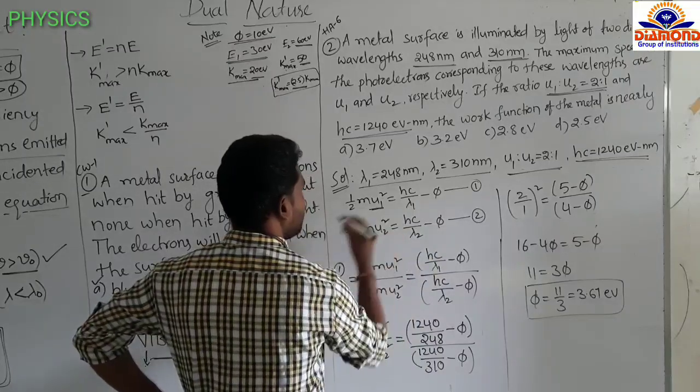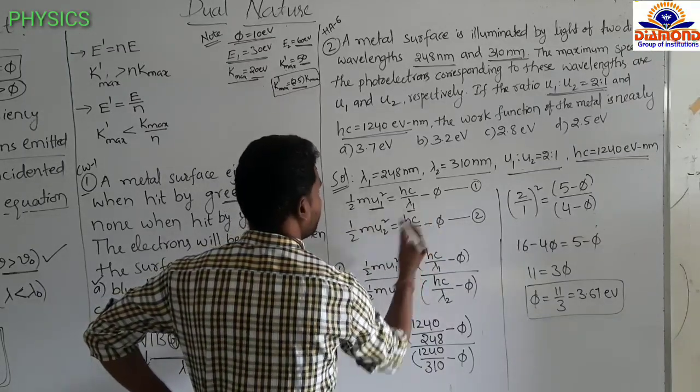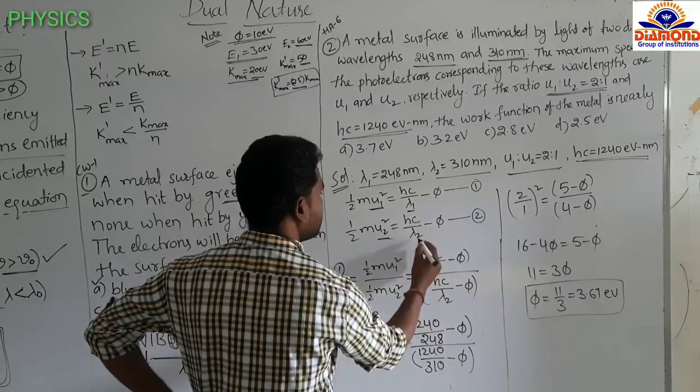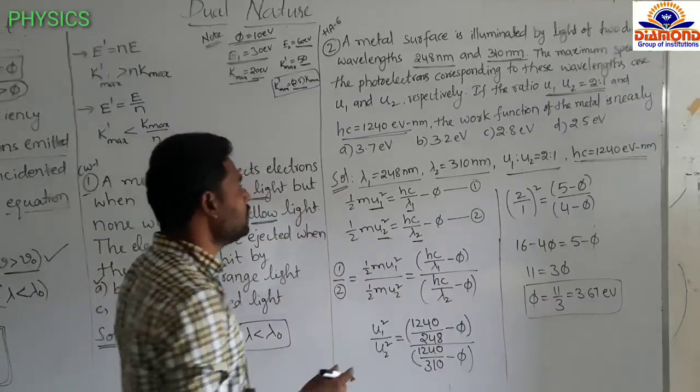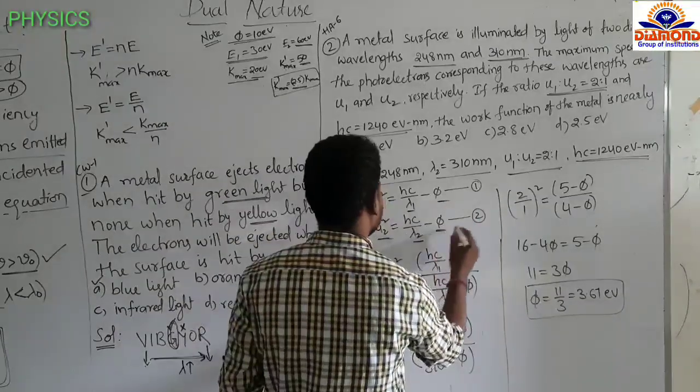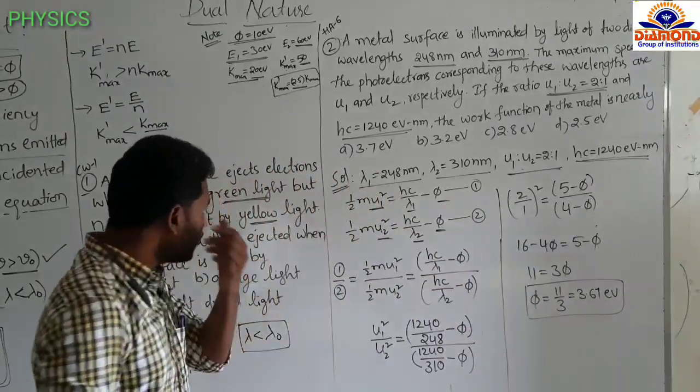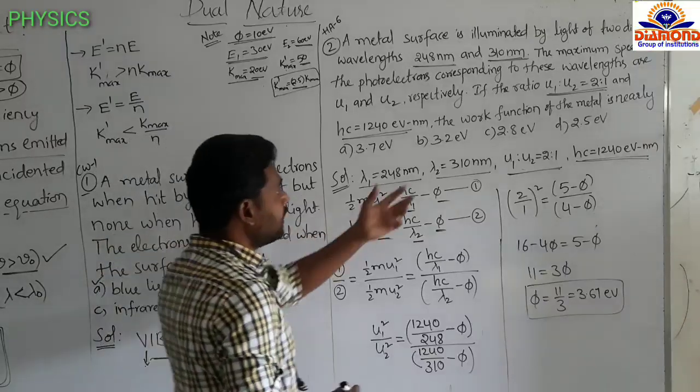In the first case velocity is u1 and wavelength is lambda 1; in the second case velocity is u2 and wavelength is lambda 2. In the two cases we are using the same metal, so the work function is the same. Okay, now they are asking to find the work function.